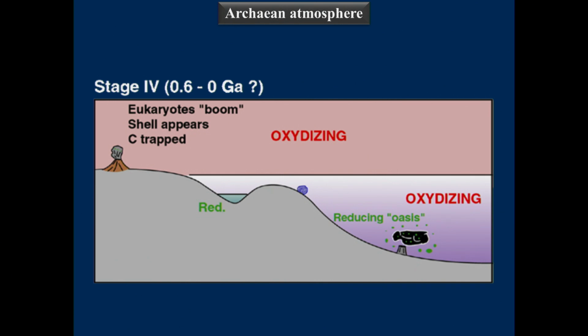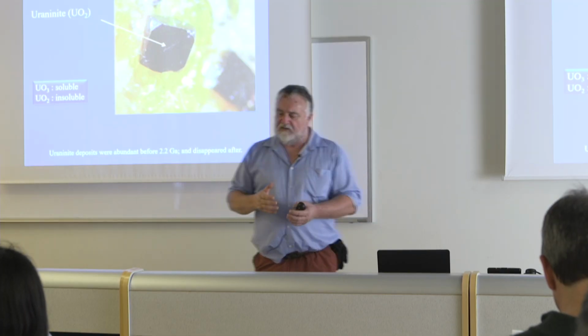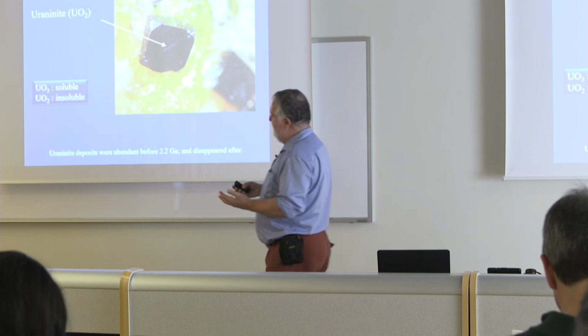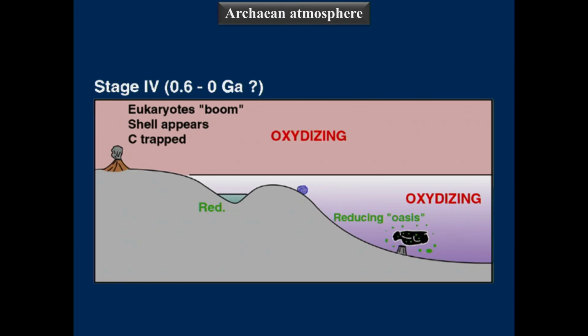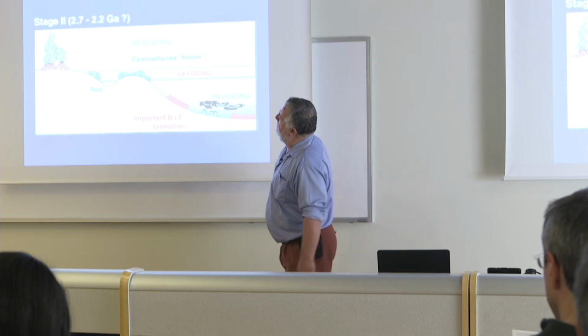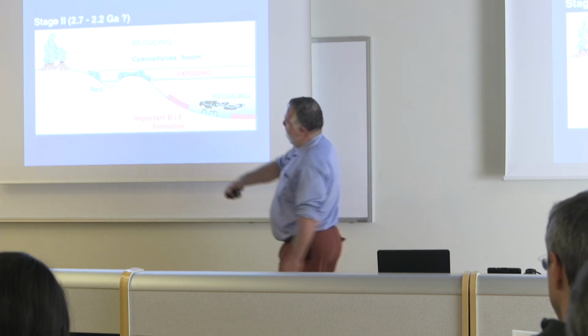So the question is to know when the atmosphere became oxidizing. The banded iron formation can give information about this, because when we find a lot of banded iron formation, which is the case here, we can say that was the beginning of oxidation, at least of the upper part of the ocean, and probably the beginning of oxidation in the atmosphere. The limit is 2.2 billion years.